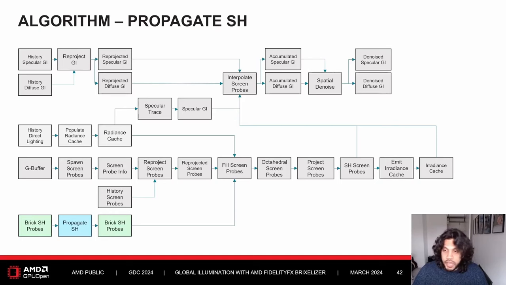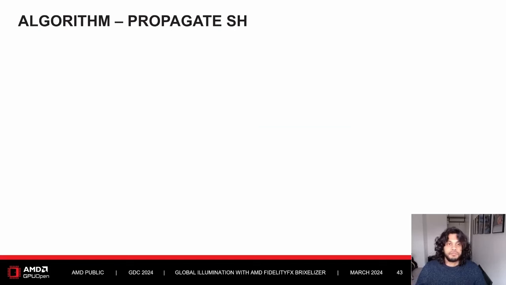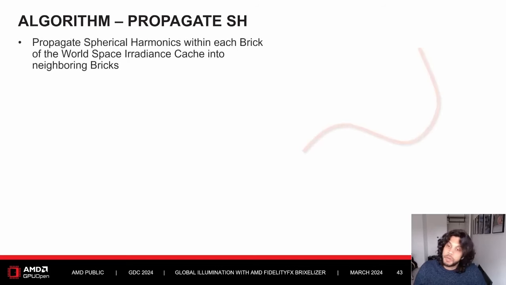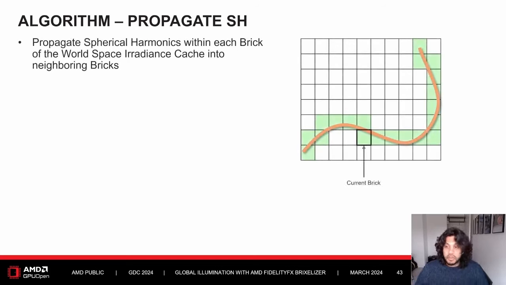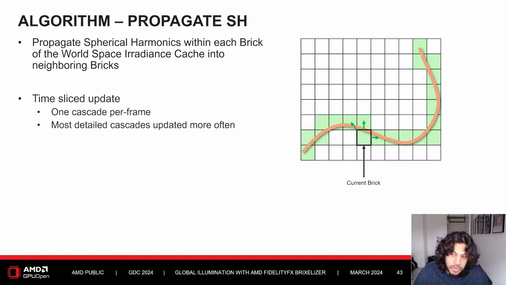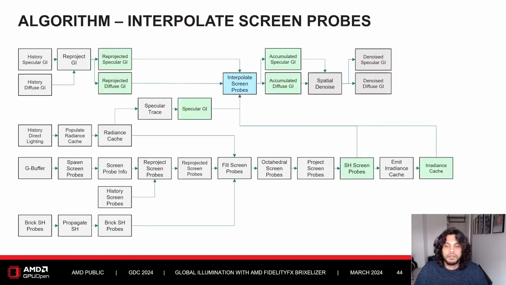Now that the irradiance cache is updated with new radiance data, we're going to try to propagate some of this data. So in this pass, we propagate the irradiance in the spherical harmonics probes at each brick into the neighboring bricks. This is a time-sliced update, meaning that we update one cascade per frame, and the most detailed cascades are updated more frequently.